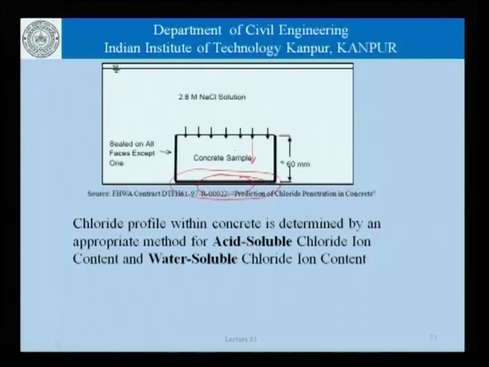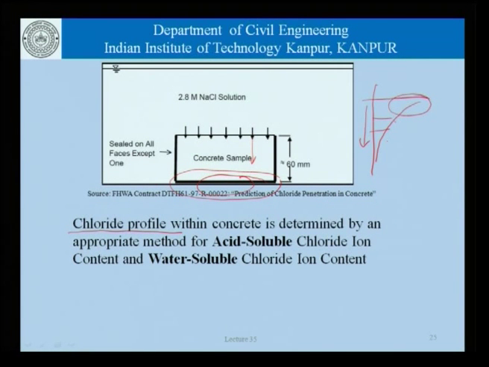Initially, the pore solution will be free of any chloride ions. Once it is exposed to the 2.8 M NaCl, the chloride ions would begin to move into the concrete, and again we would get a chloride profile which would look like something like this. So, at the surface we will have a large amount of chlorides. As we go deeper into the specimen, the concentrations would become smaller.